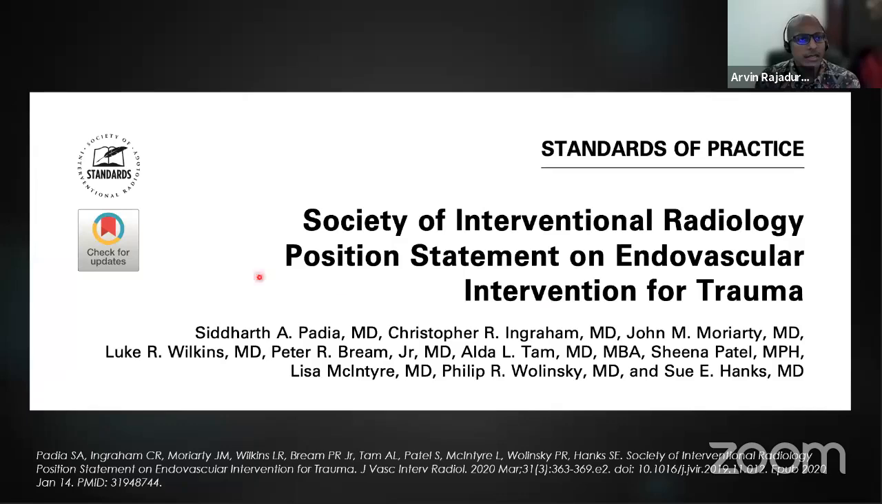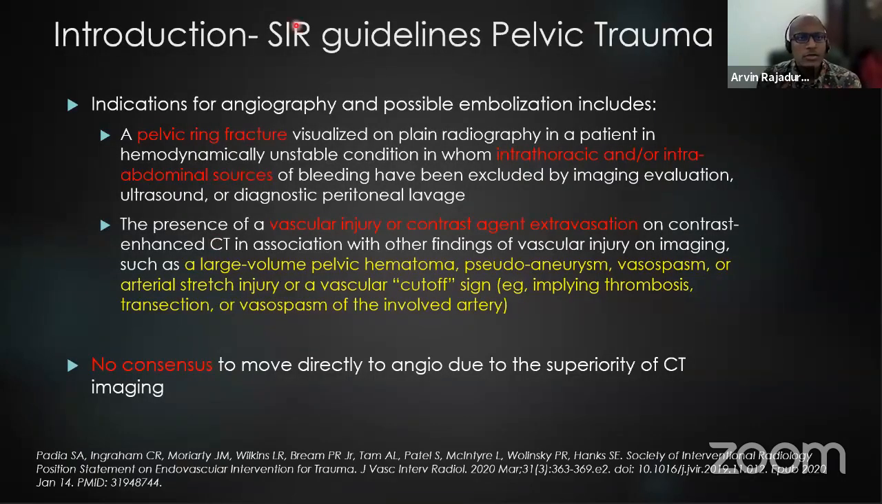So of course, we always look at the guidelines. This is from the Society of Interventional Radiology, and these guidelines were published in 2020 to explain the standard of practice and the position of interventional radiology in trauma. So in the SIR guidelines, the indications for angiography and possible embolization include a pelvic ring fracture visualized on plain radiograph in a patient who is hemodynamically unstable, in whom an intrathoracic or intra-abdominal source of bleed has been excluded. So any form of imaging, all right?